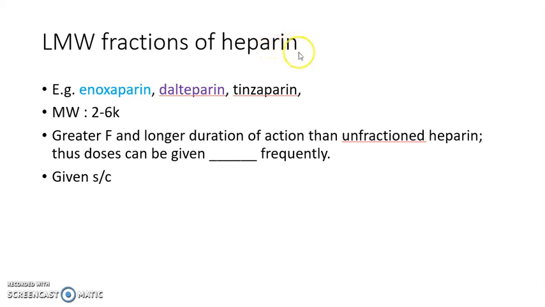So beside the standard heparin, we have the low molecular weight fractions of heparin. Examples: enoxaparin, dalteparin, tinzaparin. It has a molecular weight of 2 to 6,000 daltons, and it has a greater bioavailability and longer duration of action compared to the unfractionated heparin. Compared to the standard heparin, it has a longer duration of action.